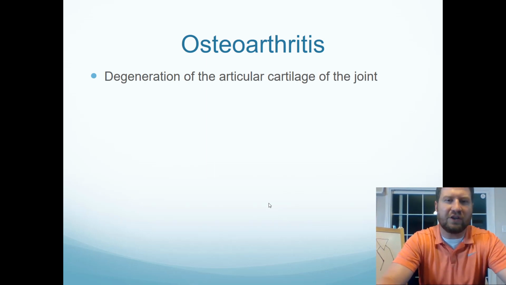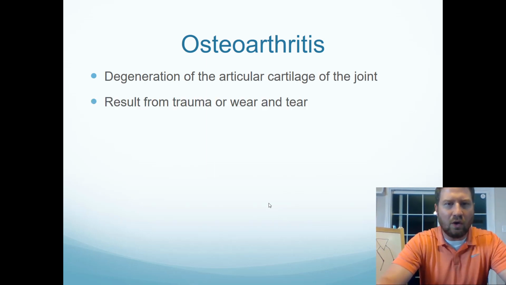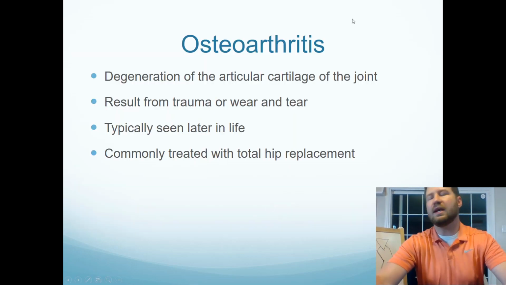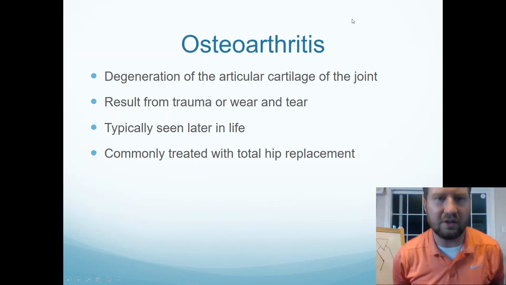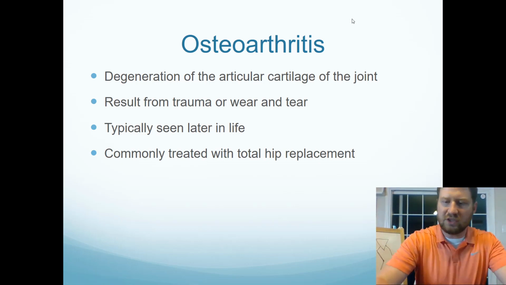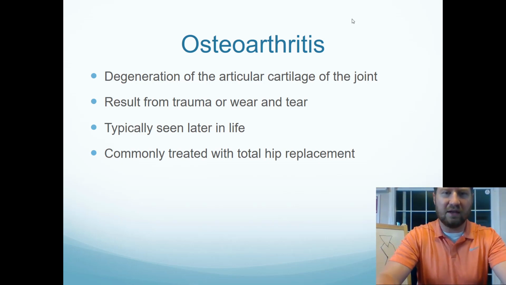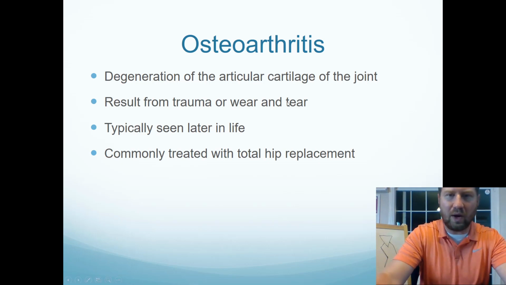Osteoarthritis is a degeneration of the articular cartilage of the joint. You'll also hear this called degenerative joint disease. Again, you already know my stance on the disease portion of it. Just call it what it is. It's osteoarthritis. It's degeneration. It happens to everybody, just at different rates. Okay? Results from trauma or wear and tear.